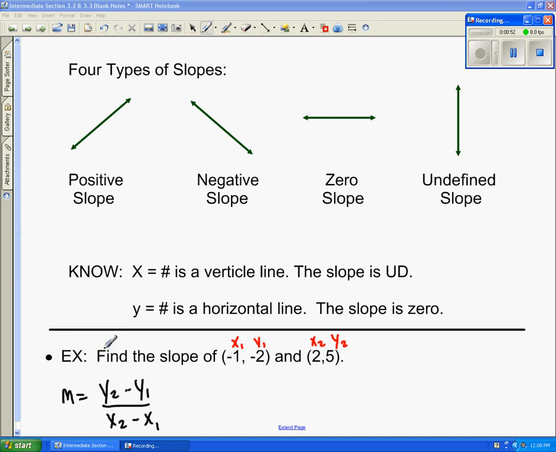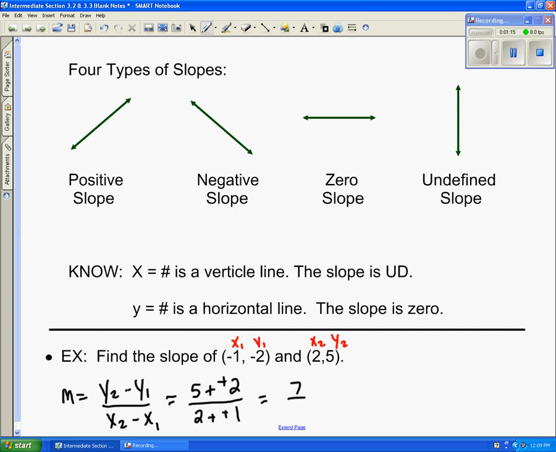Our first question is to find the slope when we're given two points. We start with the formula that was given, substitute those values in, and solve. y2 is equal to 5, minus y1, over x2 minus x1. We're going to add our inverse here and here. 7 over 3. The slope of those two points is 7/3.